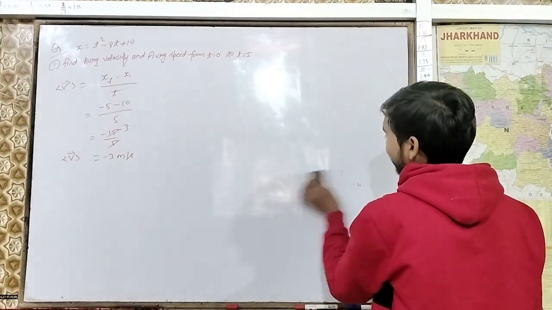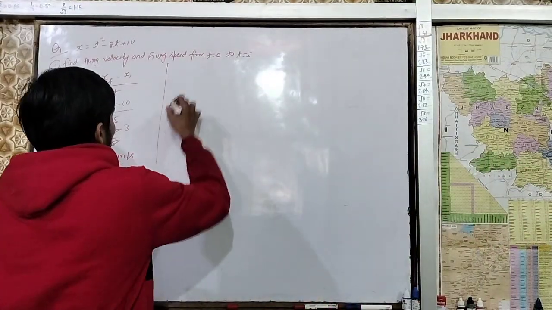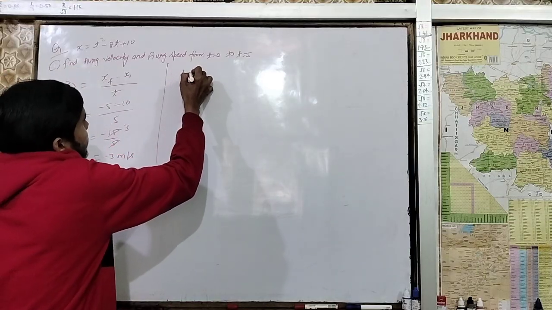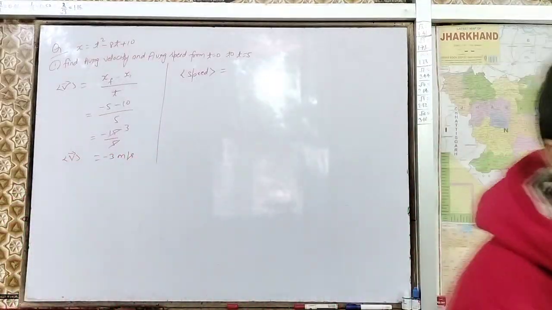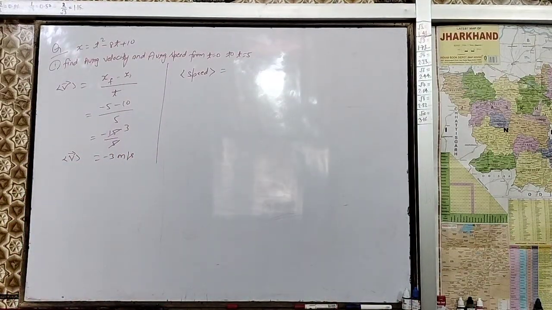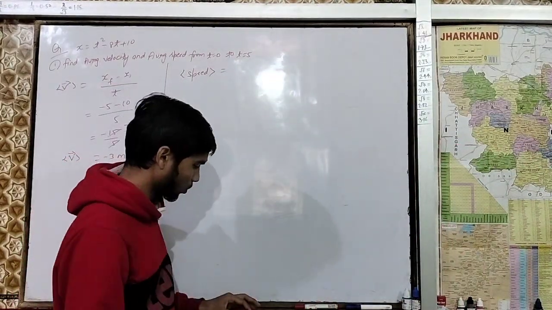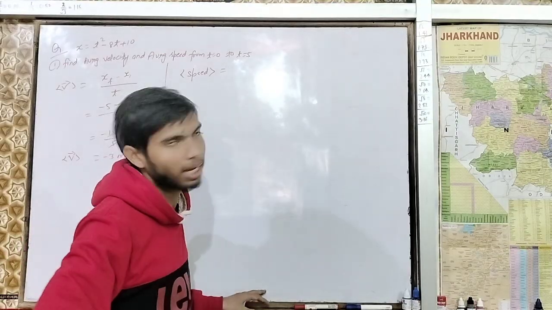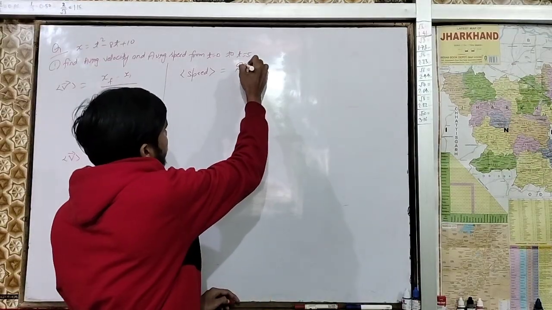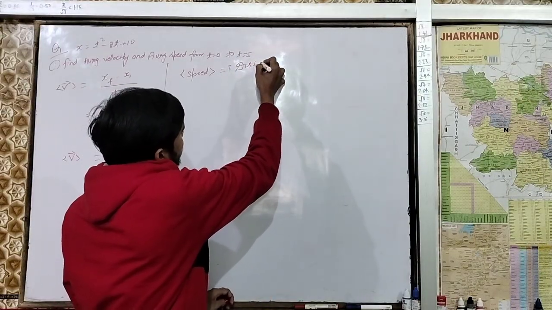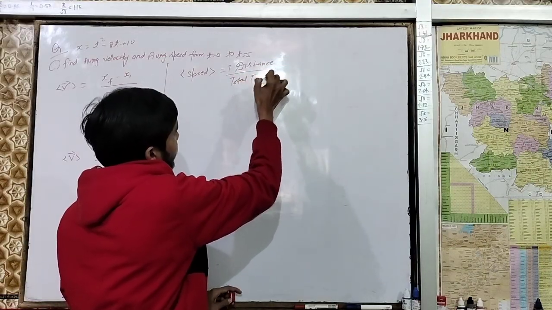Okay, next, average speed. What is the formula for this average speed? For this we have a simple formula that we used to learn in ninth class: speed is equal to distance upon time, meaning total distance upon total time.